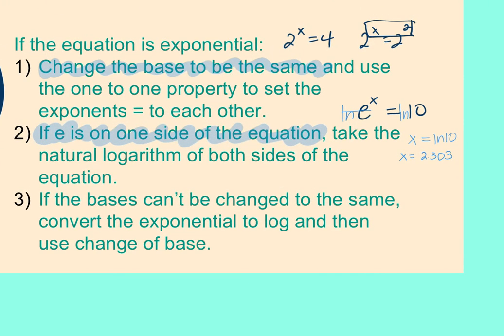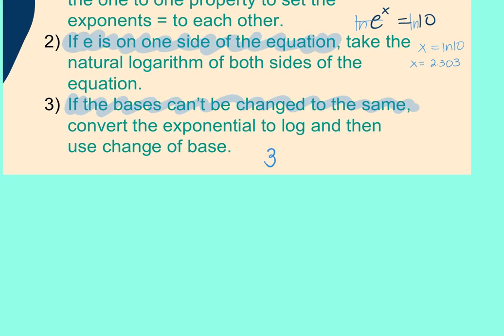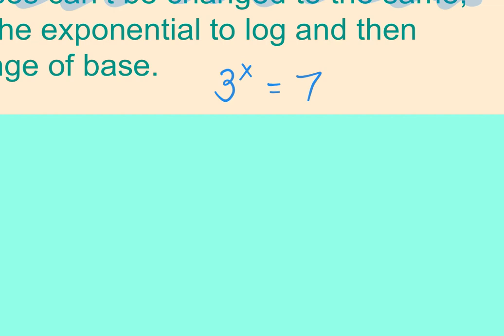The third is, what if the bases can't be changed to be the same number? So this would be something like I have 3 to the x equals 7. I cannot rewrite 7 as 3 to the power, okay? For these, we do the same thing. Well, this one says convert to exponential and change the base, so I'm going to teach you 2 ways. The other thing is ln both sides. So if I want to convert this, I'm going to just teach you the second way because I think it's easier. If I cannot change the base on either side, I'm going to ln both sides of the equation again.